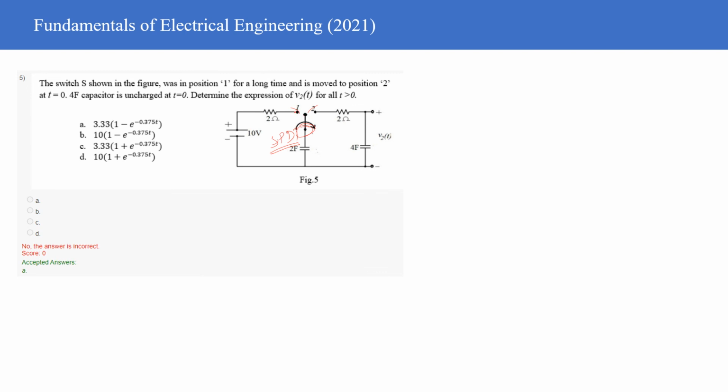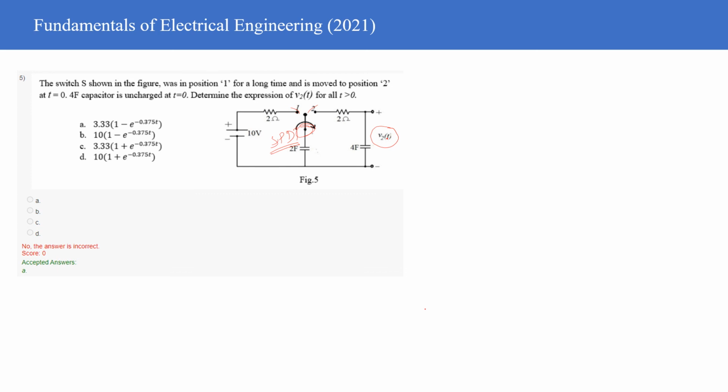It is connected to position number 1 for some time, because of which the capacitance is going to be charged to 10 volts. Once it is flipped to position number 2, this capacitance will discharge into the other capacitance of 4 volt, and together they will have some expression of voltage as a function of time. Now the question asks you to figure out the potential of the second capacitance as a function of time.